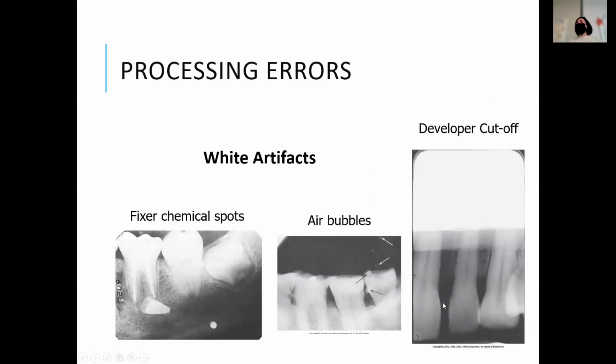So white artifacts, so developer cut off. So it didn't get any developer, it only got fixed on this part that was white. So here, and then here's some fixer spots. So fixers are white. Air bubbles through here. You can see some air bubbles through there.